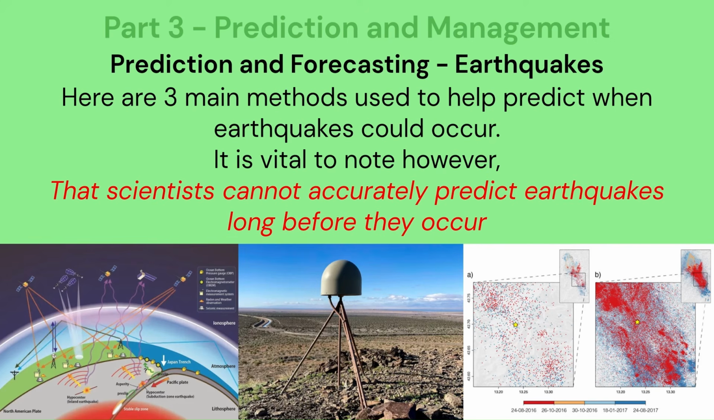The bottom middle image shows early detection systems. These systems detect seismic waves and provide alerts seconds to minutes before the shaking reaches populated areas. The key thing to note is that earthquakes cannot be predicted early enough to warn the population and mitigate risk.